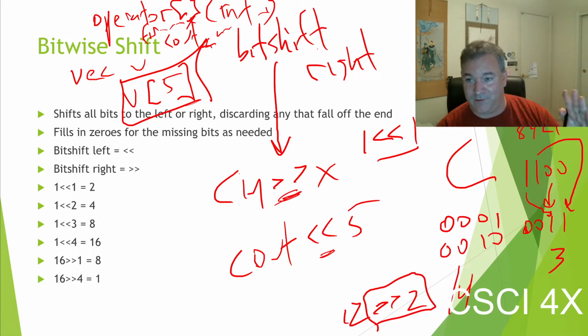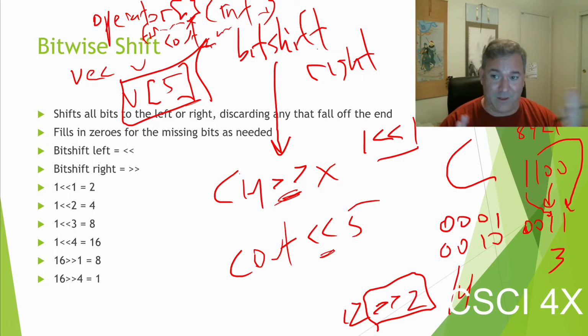Every time you shift the bits left 1, it's multiplying by 2. Every time you shift the bits right 1, it's dividing by 2. Because you see how each bit corresponds to a power of 2? So the 8-bit becomes the 4-bit, the 4-bit becomes the 2-bit, the 2-bit becomes the 1-bit. All the bits are divided by 2 every time you shift once. So if you shift twice, you divide by 2, you divide by 2, divide by 4.